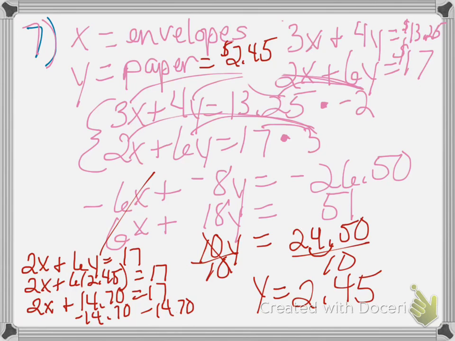I'm so out of room. I'm gonna come up here. 2x equals what? $2.30. Hang on, I wrote 3. I'm gonna divide both sides by 2. X equals what? $1.15.